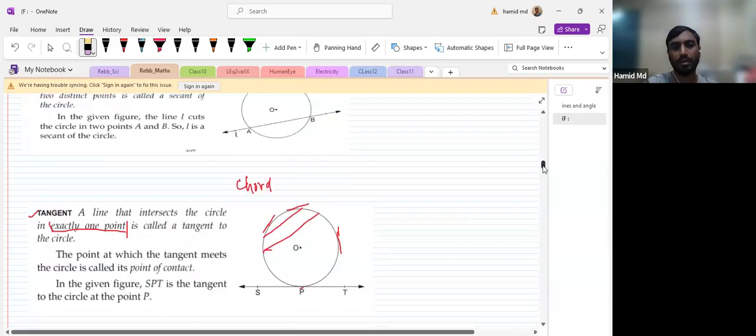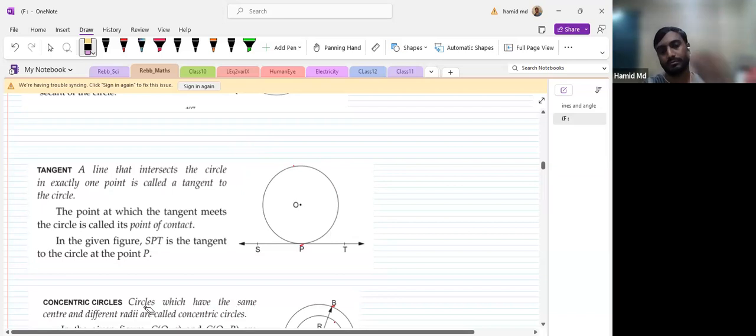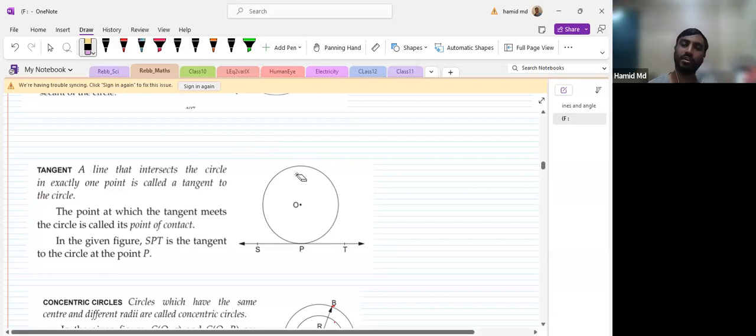So I don't think you were having any doubts. Okay, then what is the difference between secant and tangent? A secant is joining in the circle, it's passing through the circle, whereas a tangent is not passing through the circle. Okay, so can you tell me, can secant and tangent be equal, meaning both can be equal in definition?